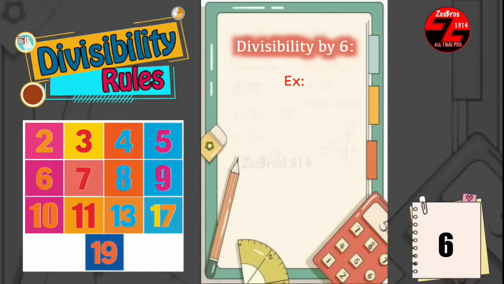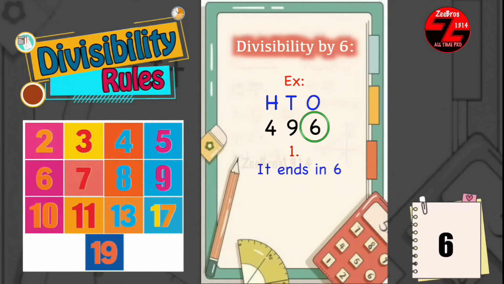Let's take another example. 496. For the first condition, the number ends with 6, which is divisible by 2. So this number is divisible by 2. For the second condition, we have to check the divisibility by 3. For this, we have to add all the digits.